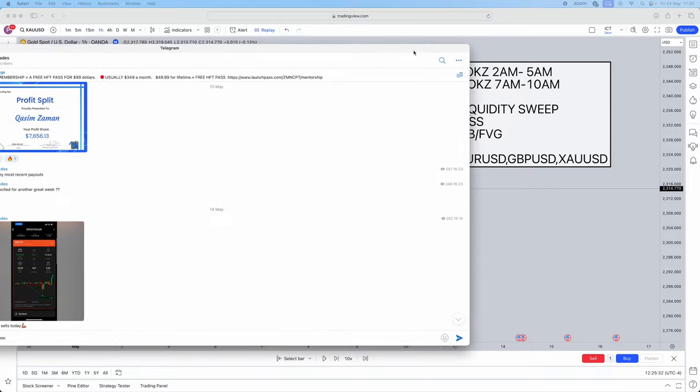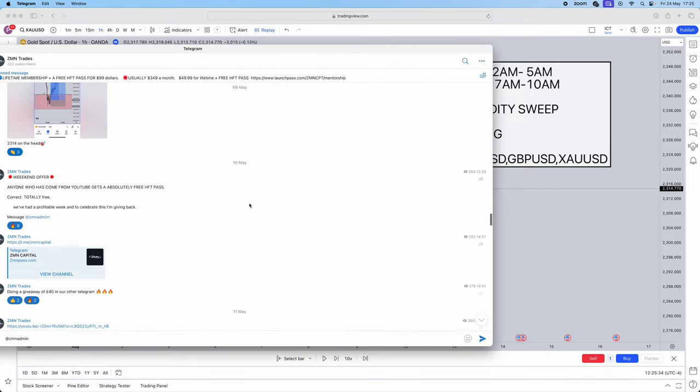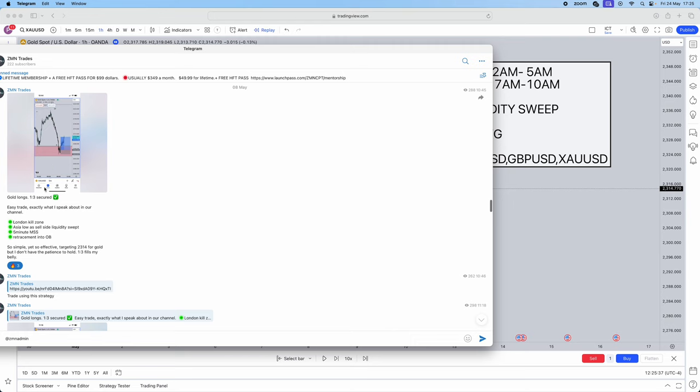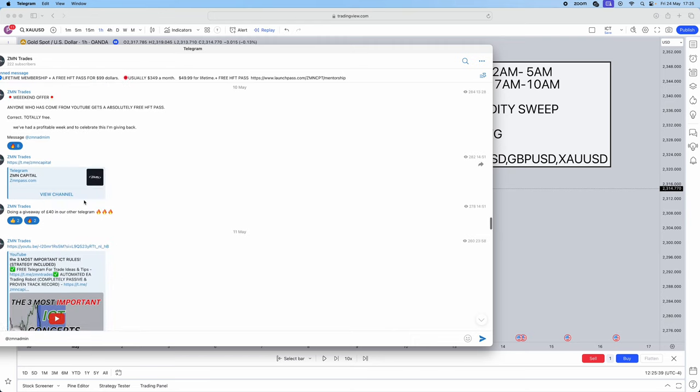And like I said, I have every bit of proof in our free Telegram that this trade was taken prior to when the trade was taken, before it even hit TP, and why we took this trade.